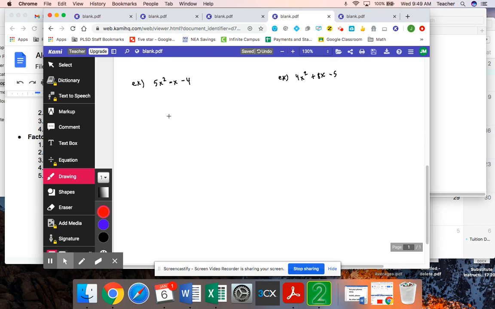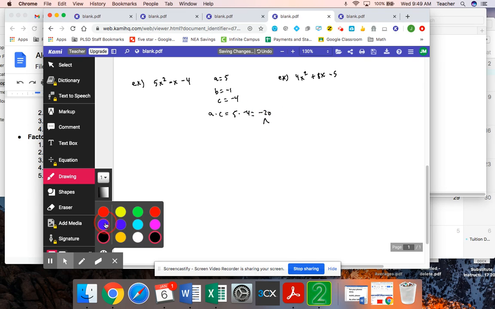Let's take a look at this one. I see that a is 5, b is negative 1, c is negative 4. That means a times c is 5 times negative 4, or negative 20. I need factors of negative 20 that add up to negative 1. Well, I know 5 times 4, I might be able to combine those to get a negative 1. If I make this one a negative, then when I multiply them, I get negative 20, check. When I add them, I get negative 1, check.